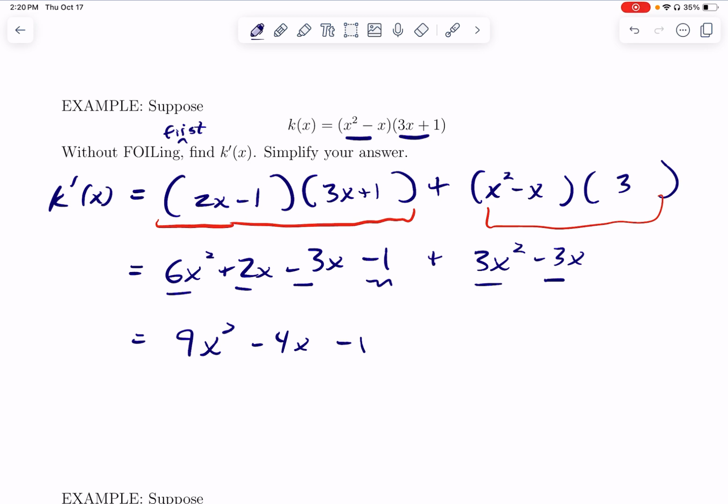I think I misspoke there, but it looks like I've grouped things together. So for this one, we could have foiled first. We could have foiled later. Maybe it's the same level of difficulty. You'll see other examples where it's very clear we want to do product rule.